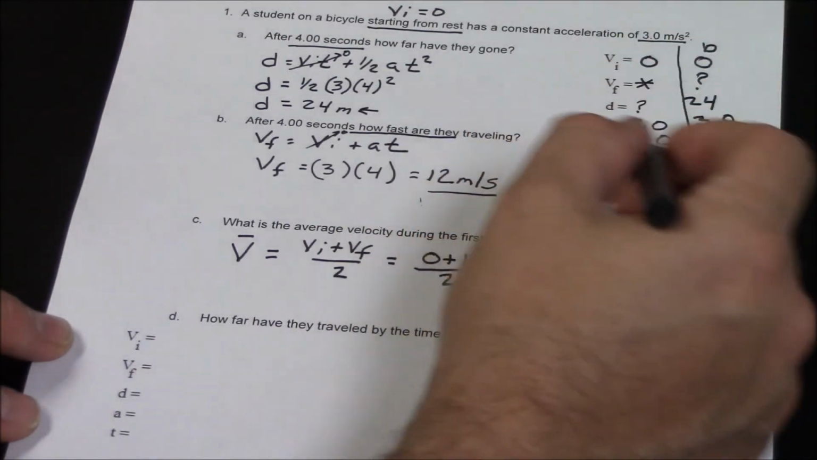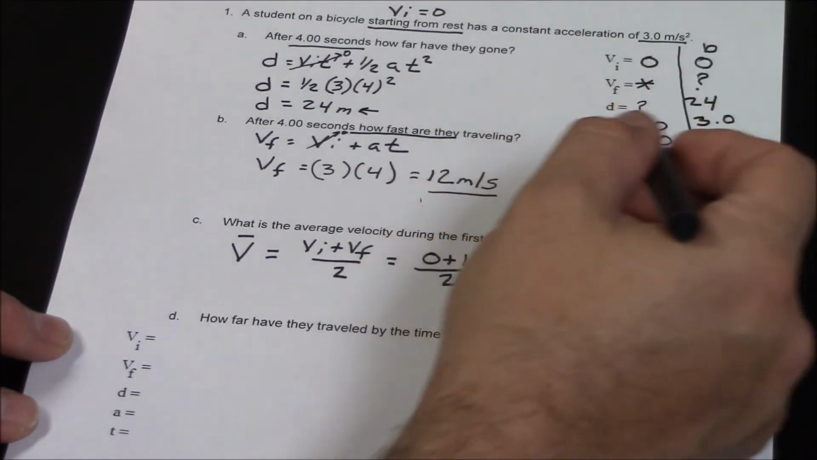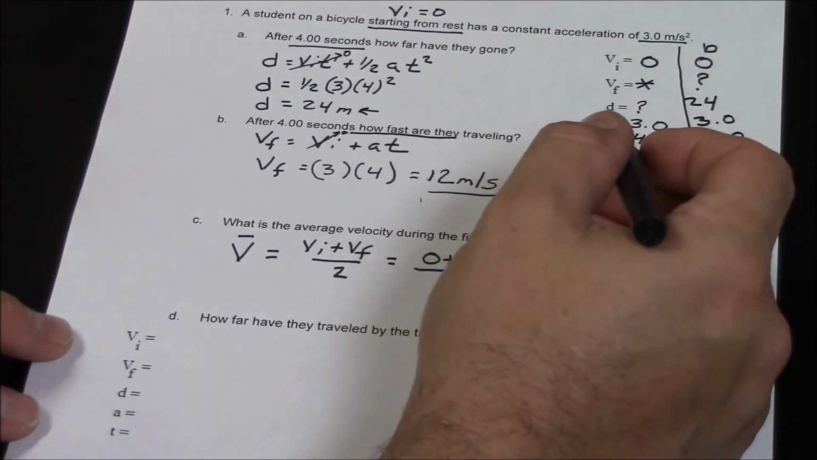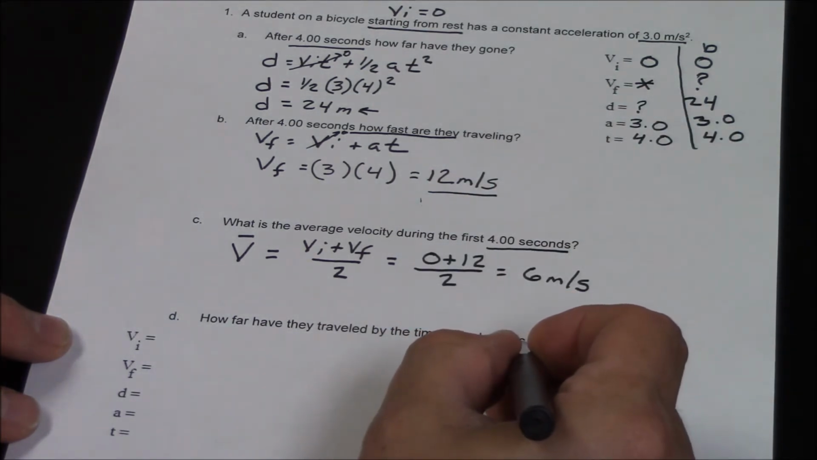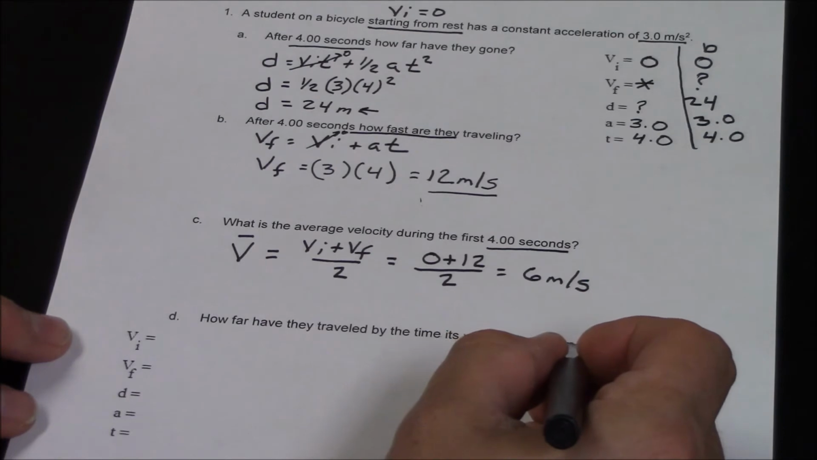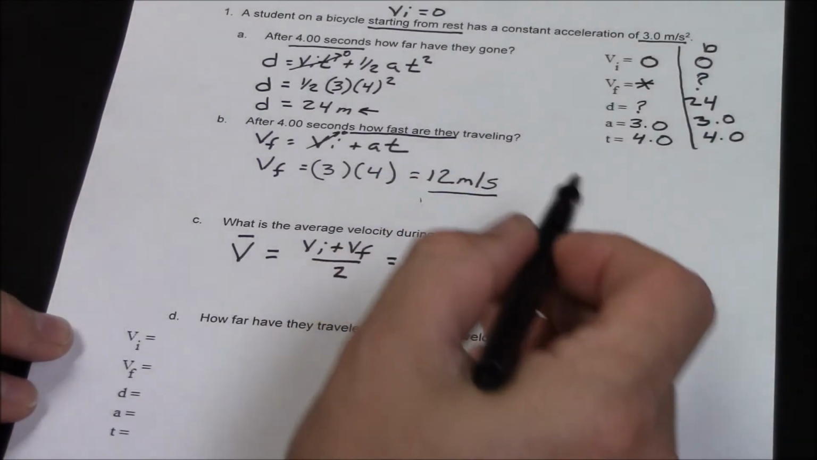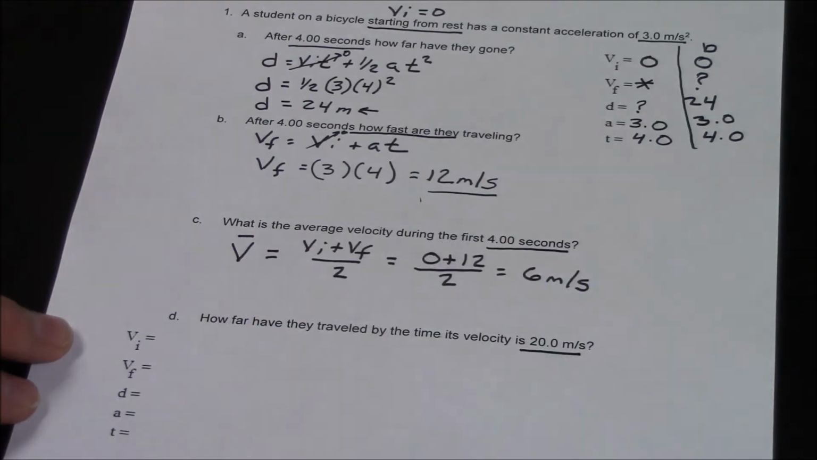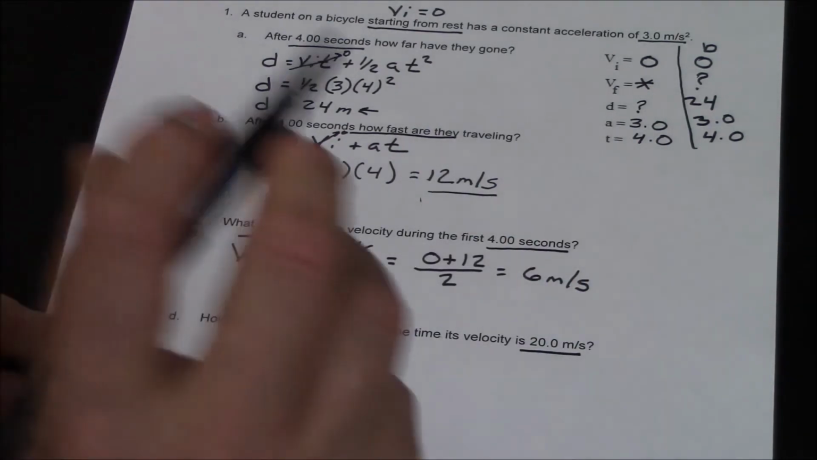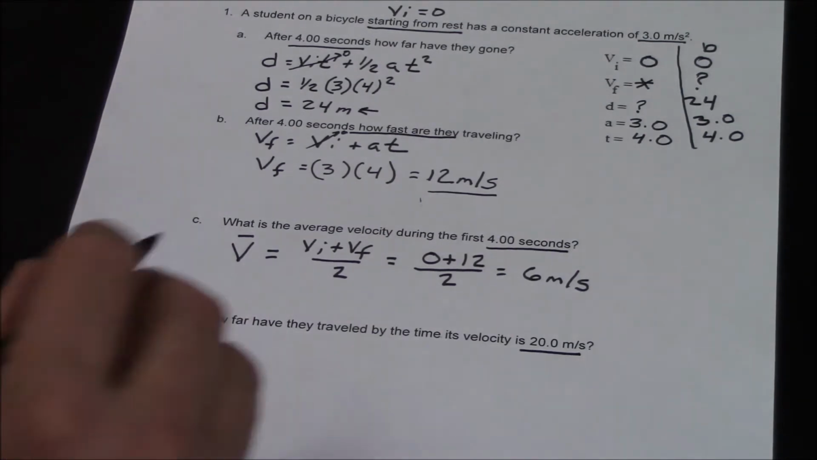So this time data and displacement data no longer works because we have a different location that we're looking at. We're looking at how far it's gone once it's gone to 20 meters per second, which is faster than at 4 seconds where it's only 12 meters per second. So we have to start the problem over, but we can use some of the same information.